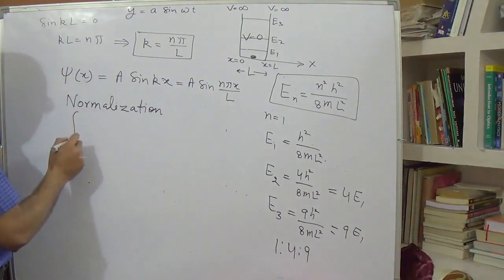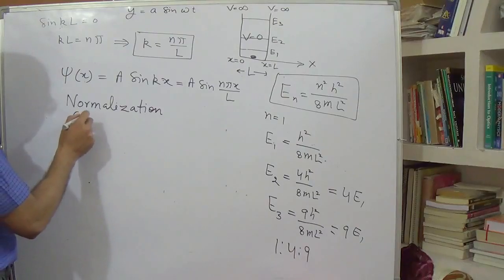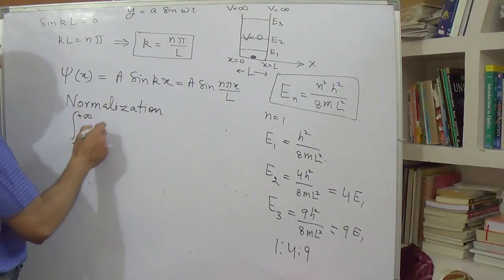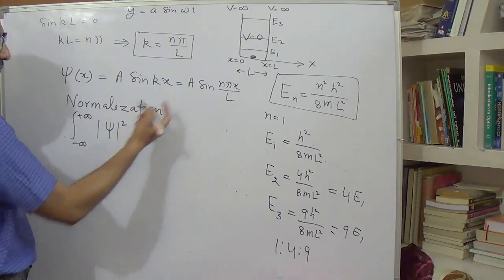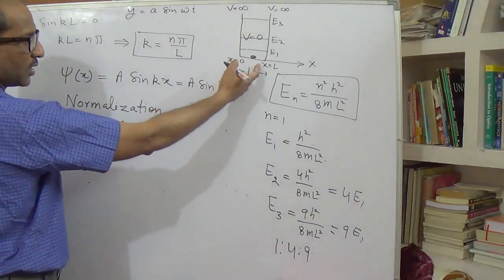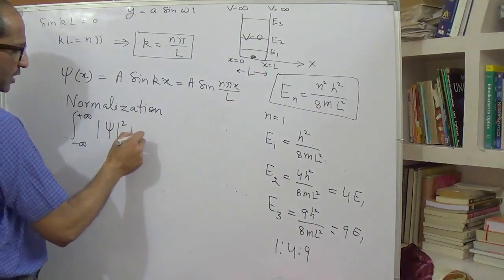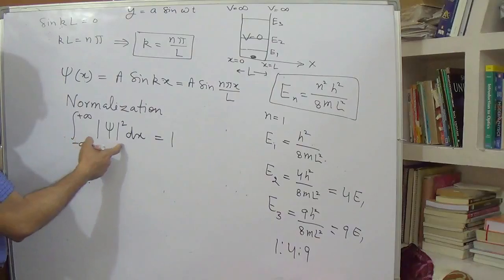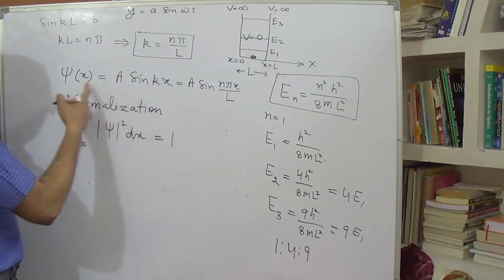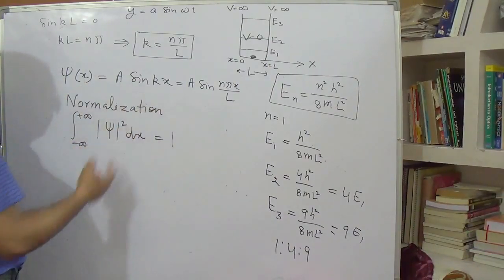The normalization condition is the integral from minus infinity to plus infinity of mod psi squared dx, where psi is the wave function. I have considered a one-dimensional situation, so I am writing dx. It should be equal to 1. If the wave function satisfies this condition, then the wave function will be normalized.